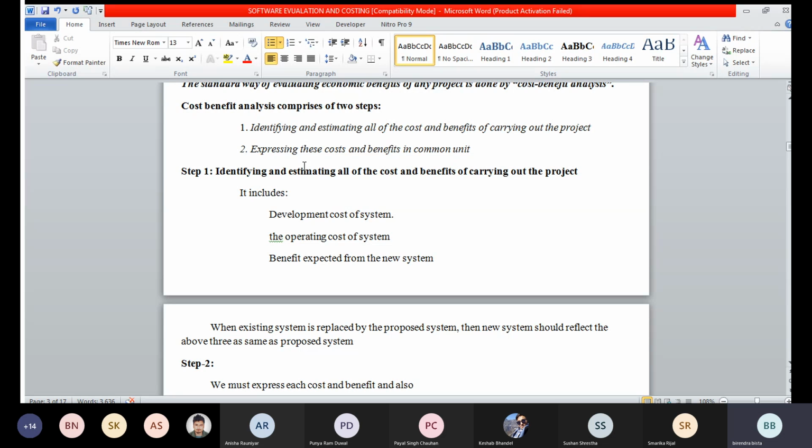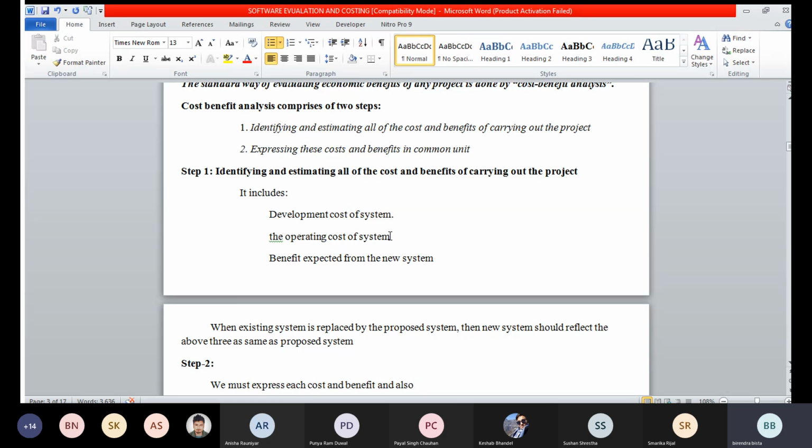So first step, identifying and estimating. We are using the term estimating because we are doing this before the start of the project. This is one of the tools that can be used to decide whether to take that project or not. So identify and estimate all the costs and benefits of carrying out the project.